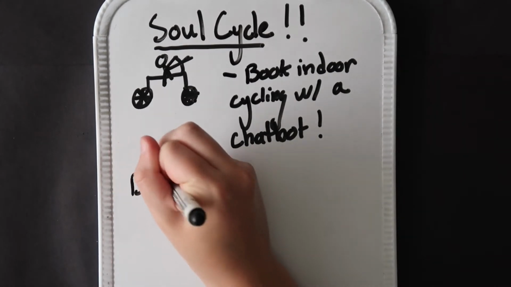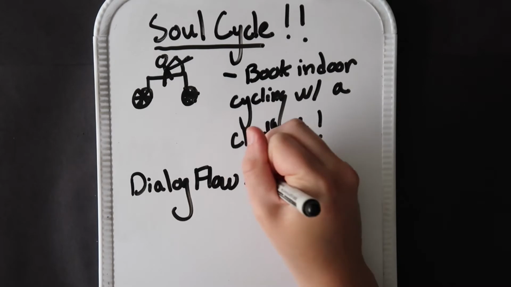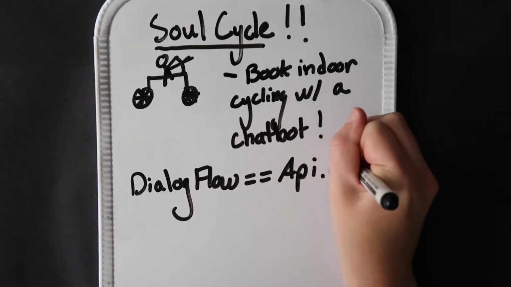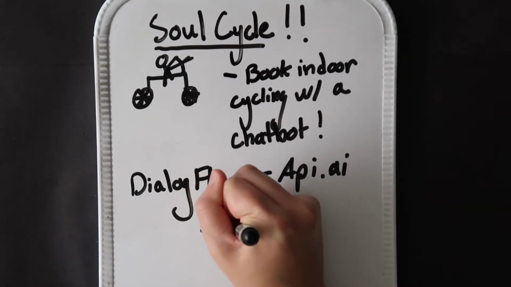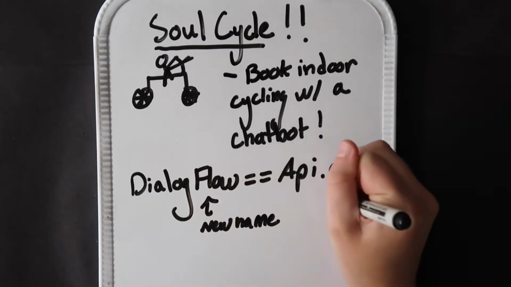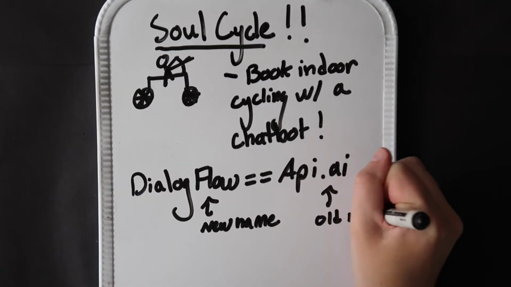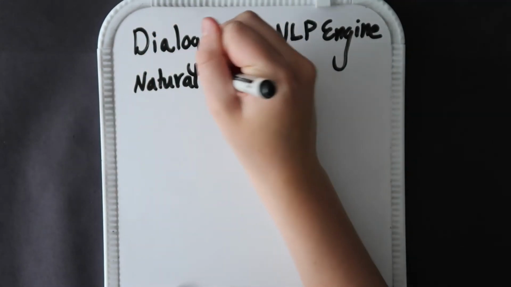They used to be called api.ai, but they were bought by Google recently, and they changed their name to DialogFlow. The reason it's important to know is that when you're looking up documentation or you're struggling with something, you might want to use the search term api.ai instead of DialogFlow to help find your answer if you can't find it initially. Now, what is DialogFlow?